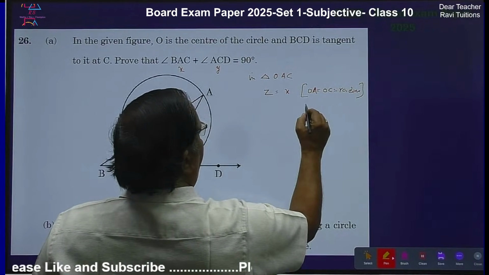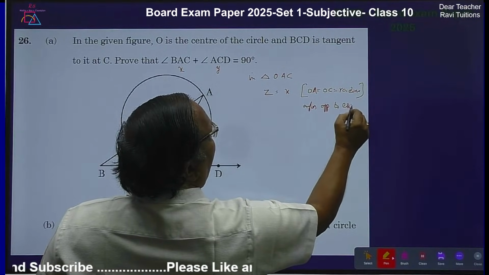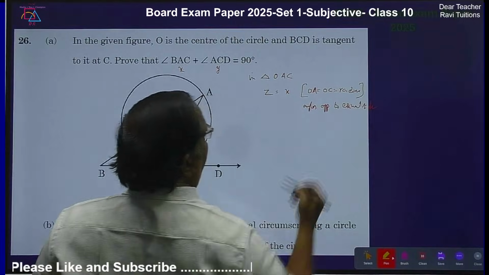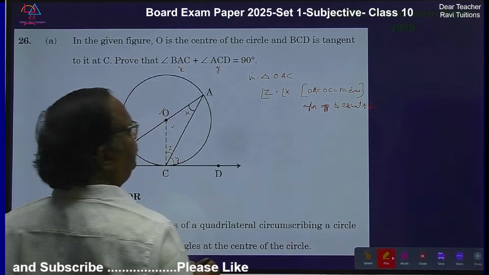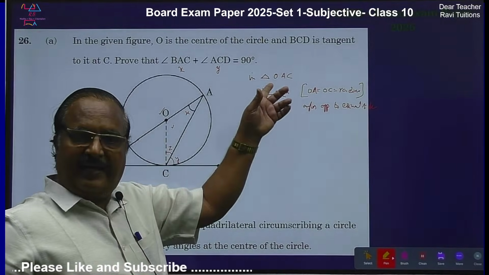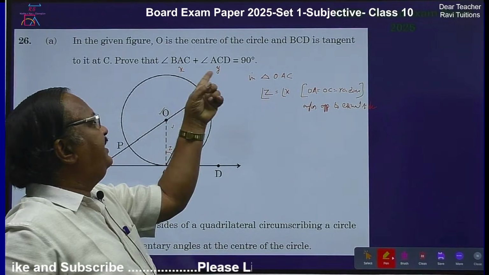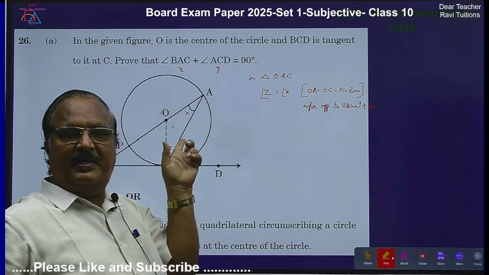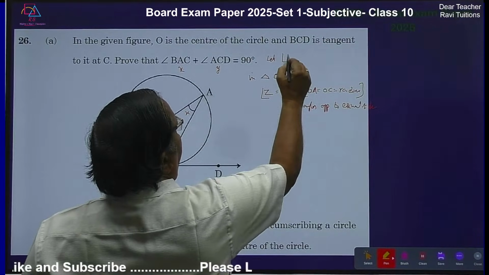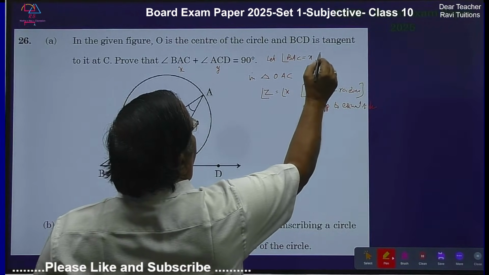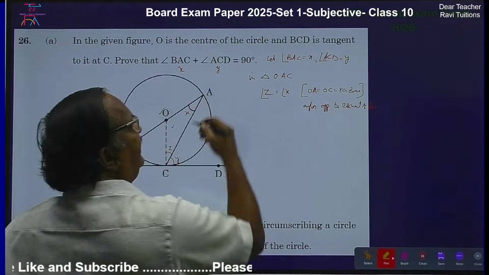and angles opposite to equal sides are equal. Angle Z, angle X. You can write directly like X and Y. No need to write a big prolonged answer, because I have the problem here, so I have written it. In the examination, let angle BAC is equal to X and angle ACD is equal to Y. To prove, you have to write like that.